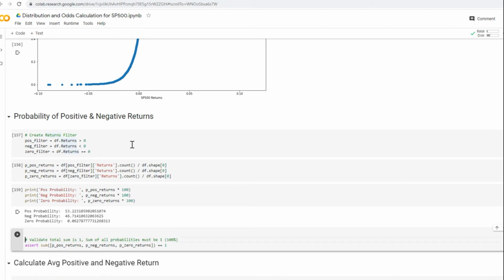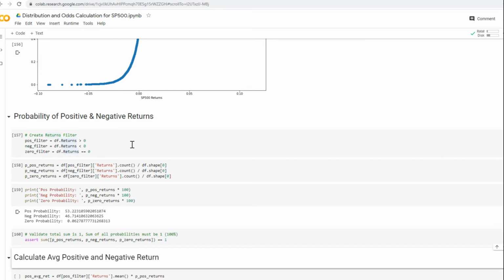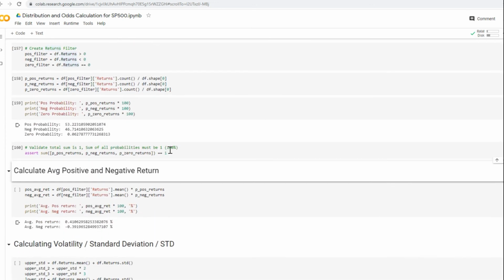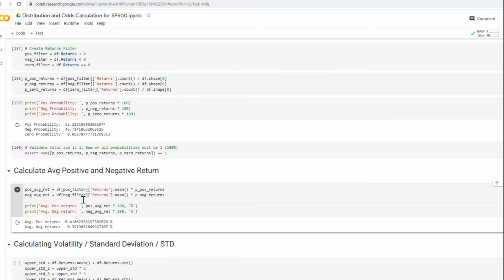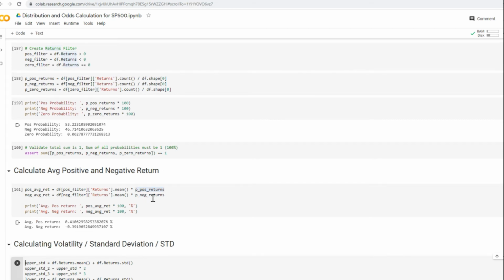Then we just check. The statement just checks that the probability is 1. So the sum of all probabilities must be 100%. So calculate average positive and negative return. So how do you do it? You take the mean return of the positive and multiply by the probability of positive returns, and then you have your average return.